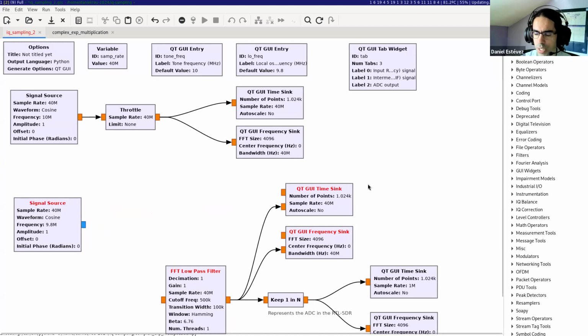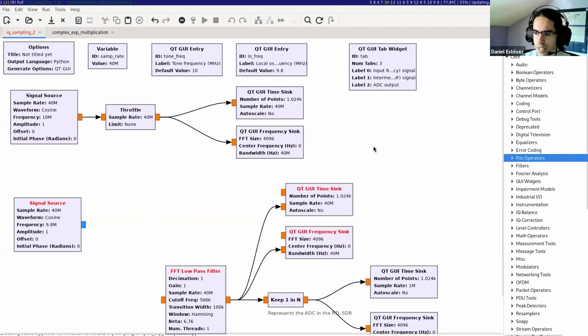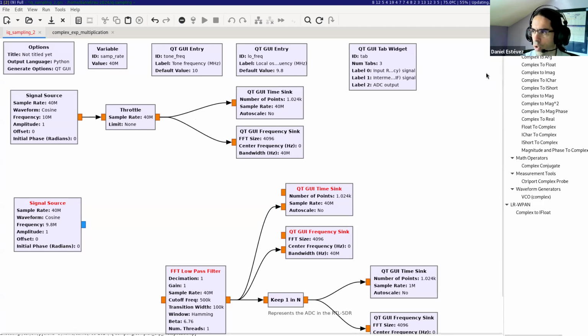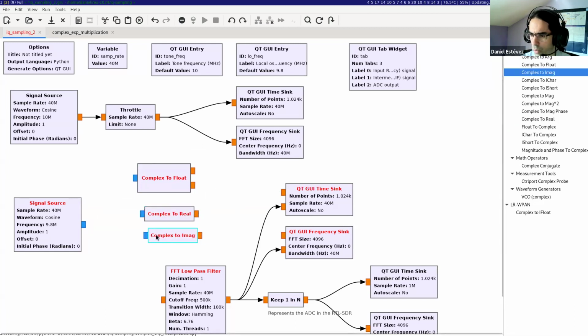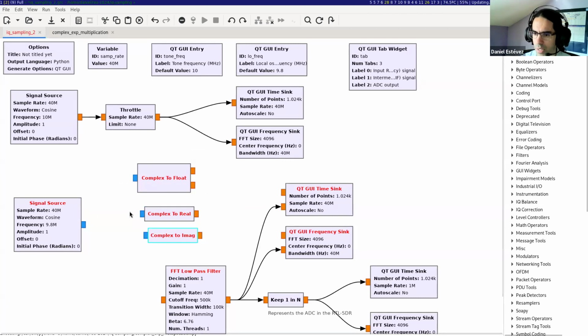So we have the two signals here, and since we are now using complex numbers, we will need to convert between floating point and complex. In GNU Radio, there are some type conversion blocks to do these conversions, and there is something which is complex to float. Also, not to be mistaken with complex to real, so I'm going to explain what's the difference. Complex to float breaks the floating point number in the real. You can see here RE for real, and imaginary part.